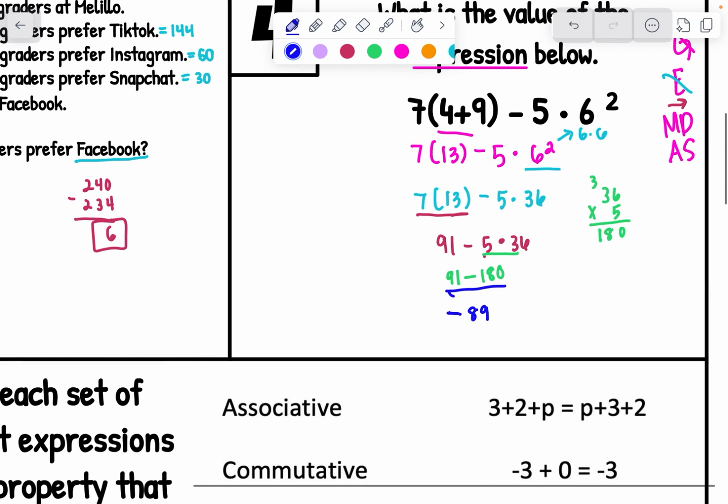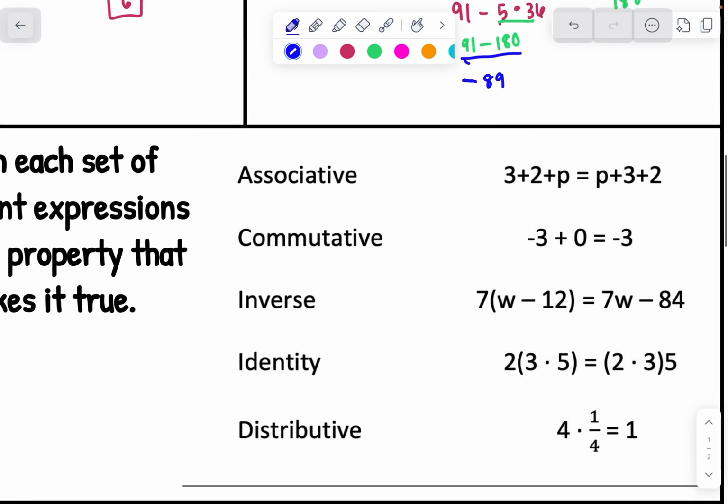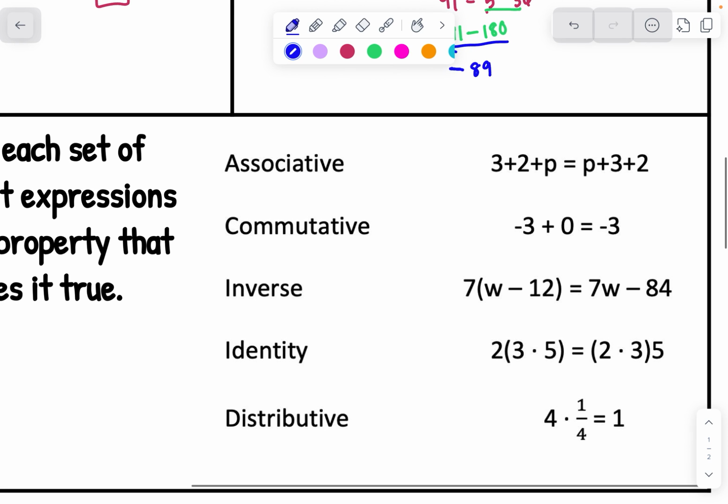All right, next one is I want to match the property to the correct expression or equation, right? Remember, it could be both. Associative, if we remember, associative is it's associating different numbers together. This is the one that has the parentheses. So I'm going to look, and this one, it looks like it's 3 plus 2 plus p. It doesn't look like it's associating different numbers together. So I'm going to keep looking.